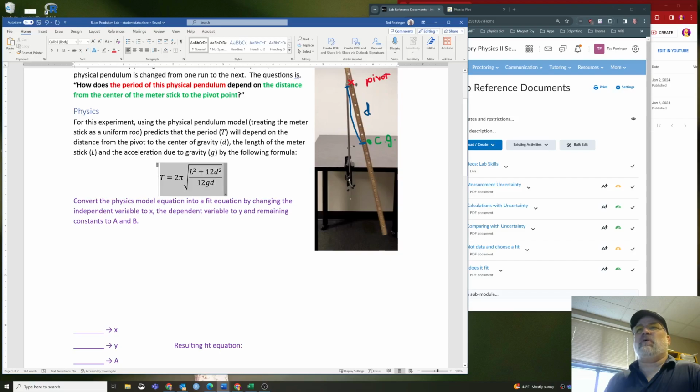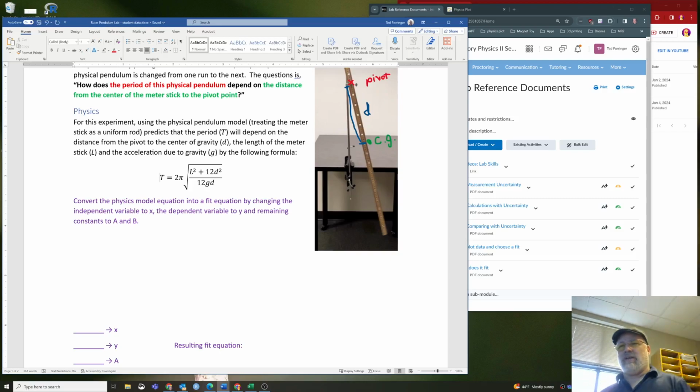And we end up with this equation that the period should be equal to 2 pi times the square root of (L squared plus 12 d squared) divided by (12 times g times d). And how that equation was created, you don't need to worry about. What matters is this is our physics equation, or our physics model. This equation was derived using physics from the textbook, and it makes a prediction on how this pendulum is going to behave.